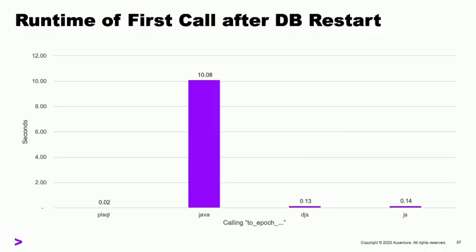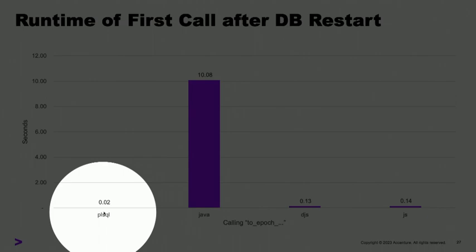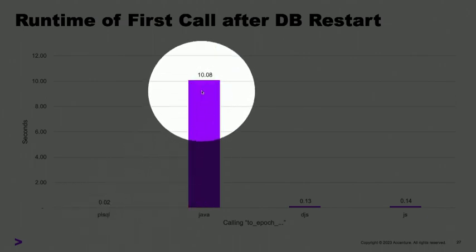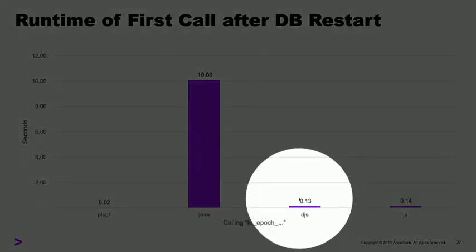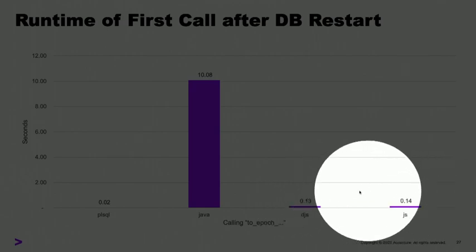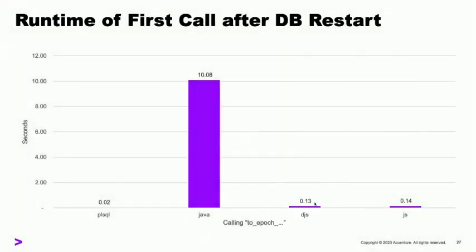So what is the first call after a shutdown of the database and the restart of the database? In PL/SQL, it's 2 centiseconds. In Java, we know that it's just slow. It's no surprise. And when we look at the stuff here in JS, this is dynamic JavaScript, that's DBMS_MLE, it's a bit slower than PL/SQL, but hey, you won't notice it as a user for the first time. So well done, MLE, super good.